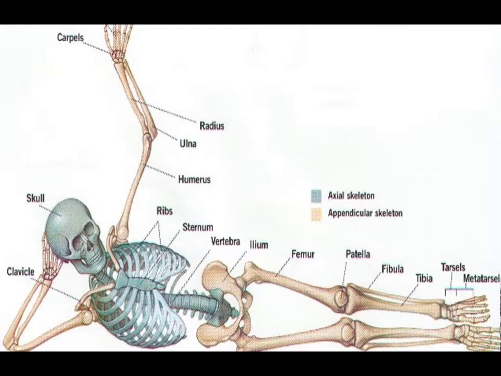Here we have just another slide showing you the difference between the axial skeleton and the appendicular. Again, the axial skeleton is in the green while the appendicular is in the yellow. And we have some of the bones labeled for you so you can see the bones associated with each, the axial and the appendicular skeleton.